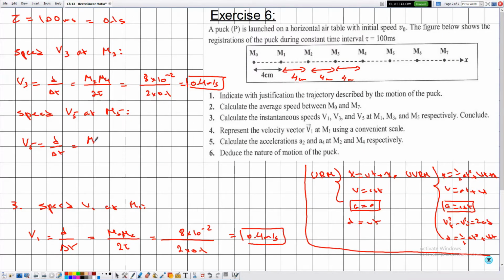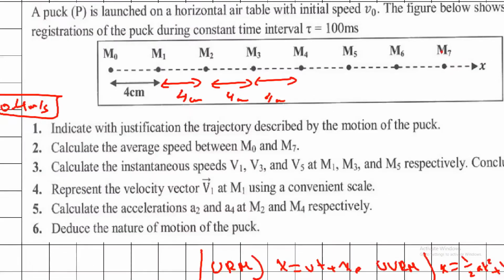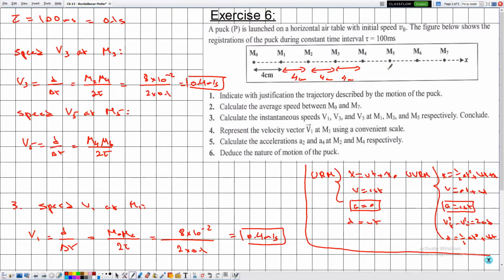So M4 M6 over 2 tau, which represents the distance around the point 5, is equal to 8 times 10 to the power minus 2 over 2 times 0.1. So this is also 4 and this is also 4. Now plugging this on the calculator, the value would be given by 0.4 meters per second.